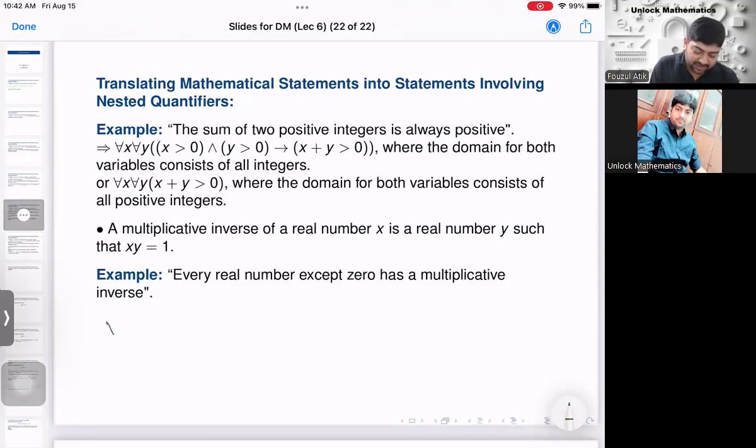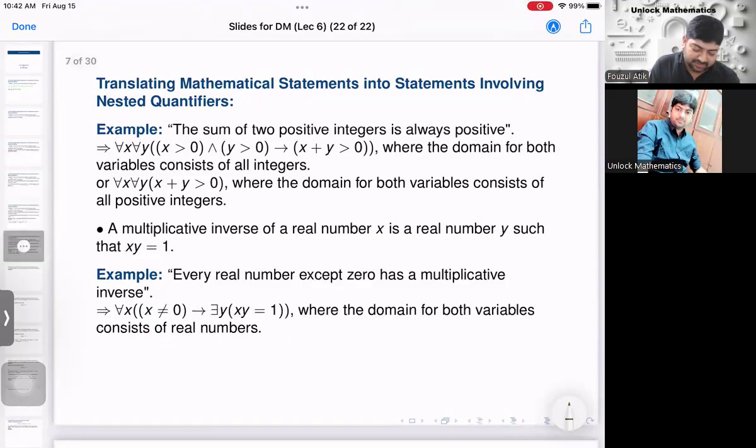So you say that for all x, because it is true for every real number, but there is a condition: if x not equal to 0, then it will imply that there exists a multiplicative inverse. So there exists a real number y such that it is a multiplicative inverse, that means x into y is equal to 1. Done. Where the domain for both variables consists of all real numbers. We are done with that. I hope this is clear. Okay.